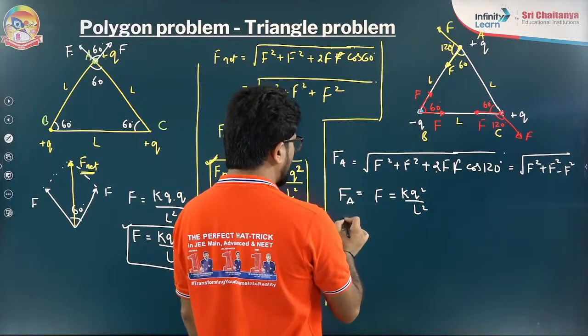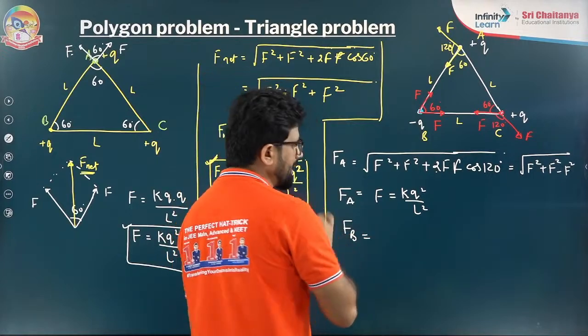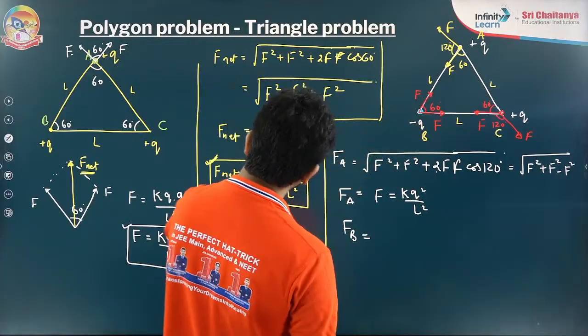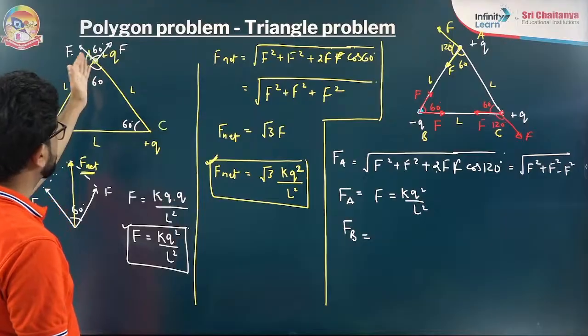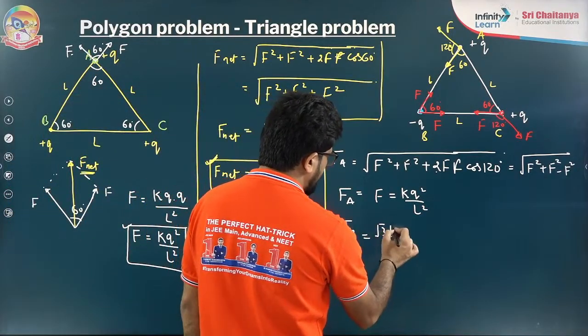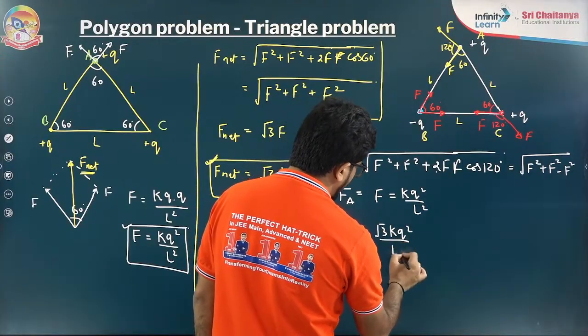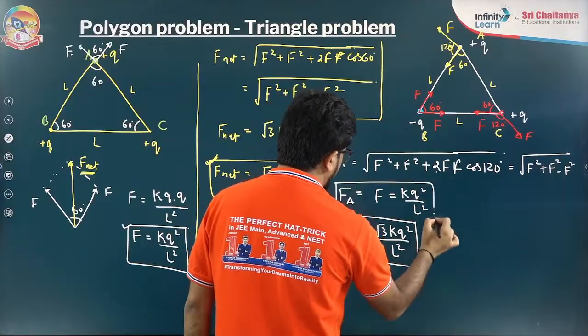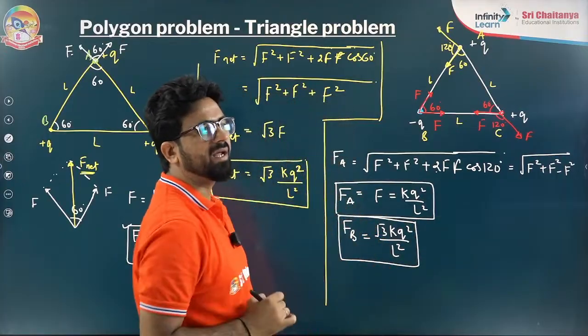But if I ask you what is the force on B, tell me what is the force on B? Again the angle is 60 degree, we have just calculated this for 60 degree. What is the value? That is equal to root 3 times k into q square by L square, same thing we can calculate, no problem. Force on A we can calculate, force on B we can calculate.